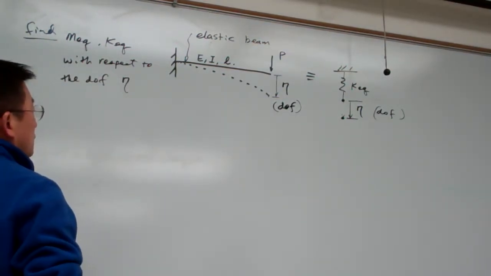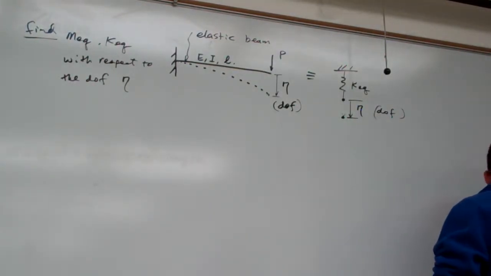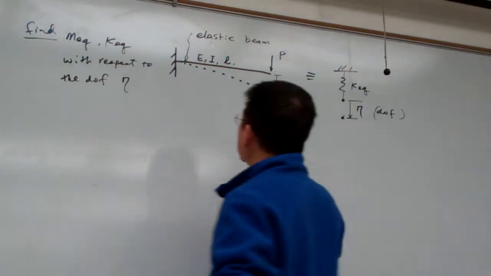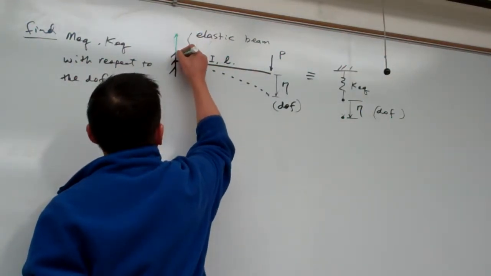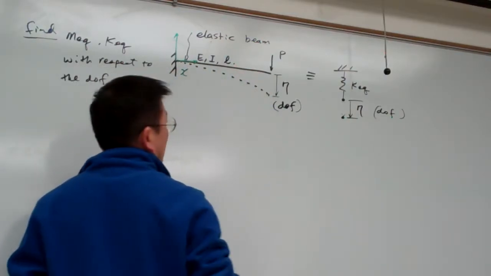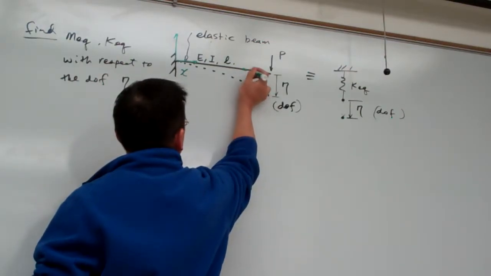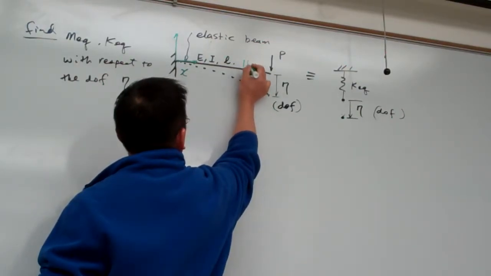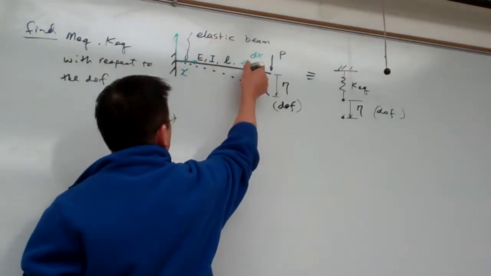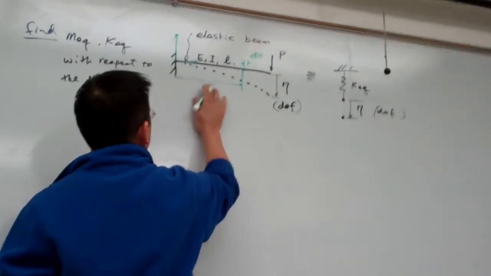In addition, let me assign the coordinate system, because I want a proper description for the deflections. Let me assign this as x, the horizontal axis direction. In particular, let me pick this small element, which has a small length, let me call it dx. This element is measured from this end to here as x.